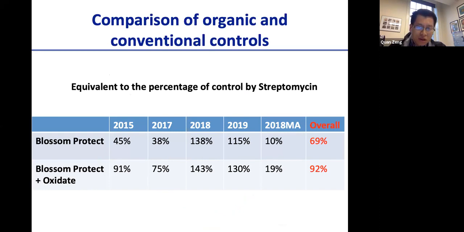Over the 5 years, the overall effectiveness of Blossom Protect when used alone is about 69% of the streptomycin strength. When we use Blossom Protect together with Oxidate, that number is 92%, which is pretty nice. And if we remove this year of 2018 Massachusetts, because the streptomycin didn't even work that great, this number could be even higher.